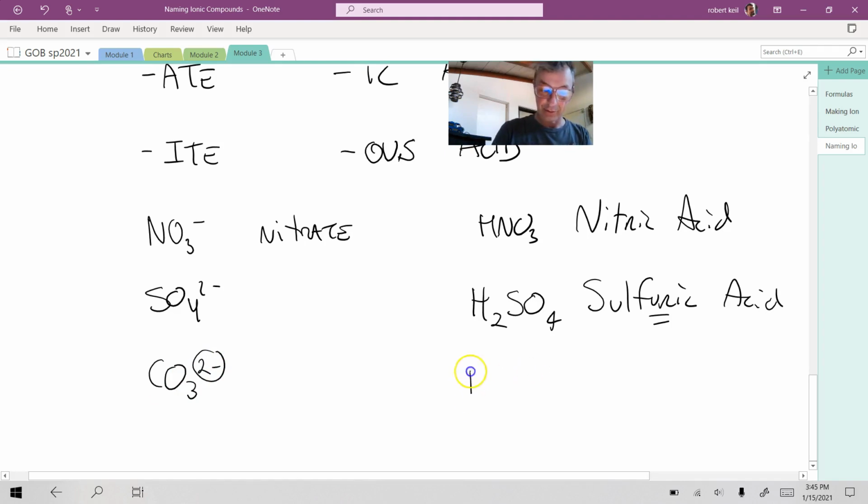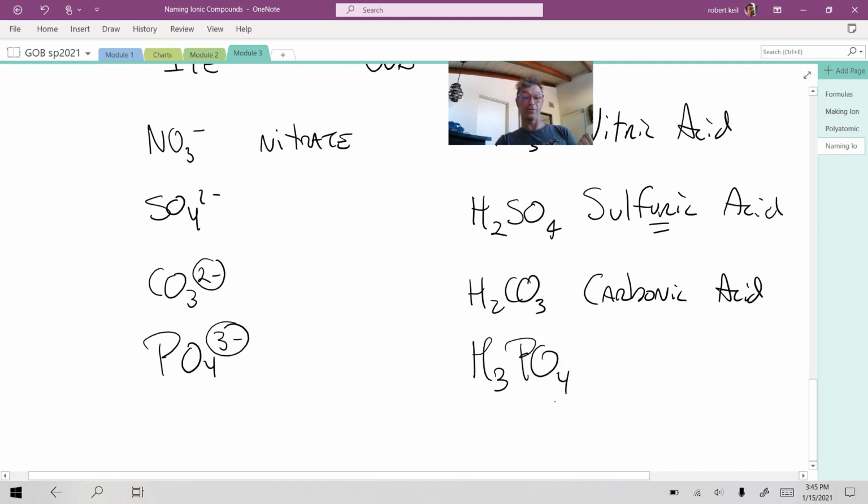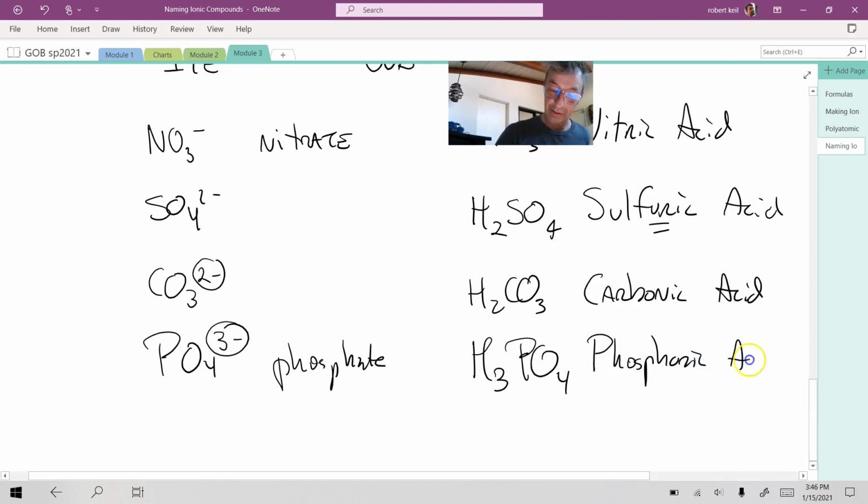Carbonate. H2CO3. They add a couple H pluses to balance that out. Carbonic acid. And the last big one. Now here we need 3 hydrogens, right? Because phosphate has a 3 minus charge. And so in that case, we've got phosphoric acid.